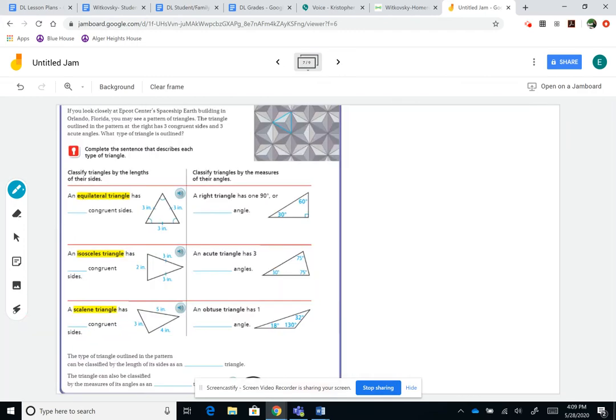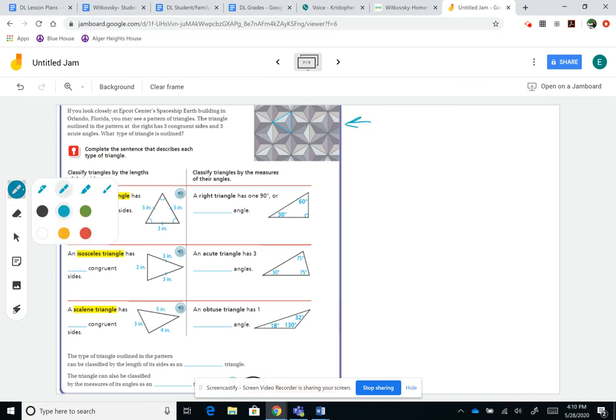All right, let's take a look now at some types of triangles. There are 6 types of triangles that I want you to remember. And I'm going to be putting some notes over in that blank space, so make sure you pay attention to that. If you look closely at Epcot Center's Spaceship Earth building in Orlando, Florida, you may see a pattern of triangles. The triangles outlined in the pattern at the right have 3 congruent sides and 3 acute angles. What type of triangle is outlined? You can see it. It's outlined in blue. It says, complete the sentence that describes each type of triangle. So we're going to use the triangles that are given to us.